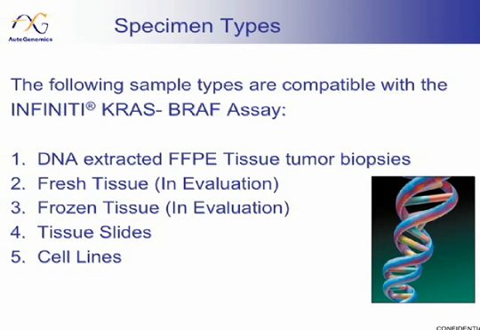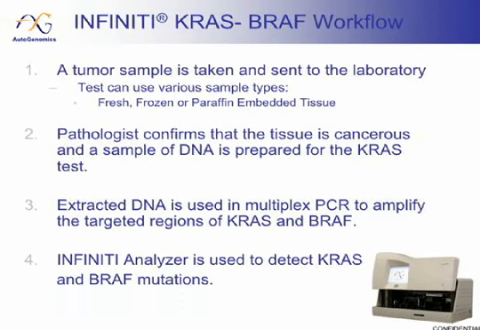So basically the workflow that typically happens when you're running a KRAS-BRAF assay is that a tumor sample is taken, it's sent to a laboratory, and then it's fixed and embedded in a paraffin wax. A pathologist then slices sections off of that block and looks at the sample under a microscope and assesses whether or not there are cancer cells present in that slice of tissue. Once the cancer has been determined by histological means, then oftentimes the lab will then extract DNA and then use it in a KRAS-BRAF assay.